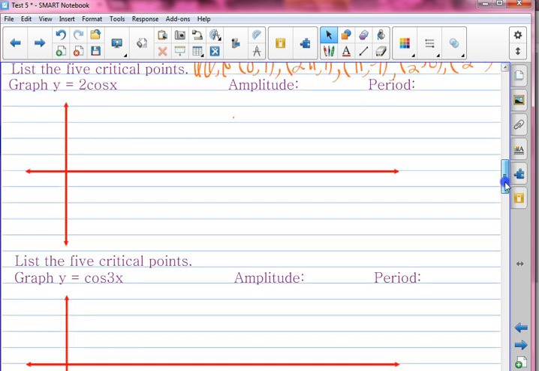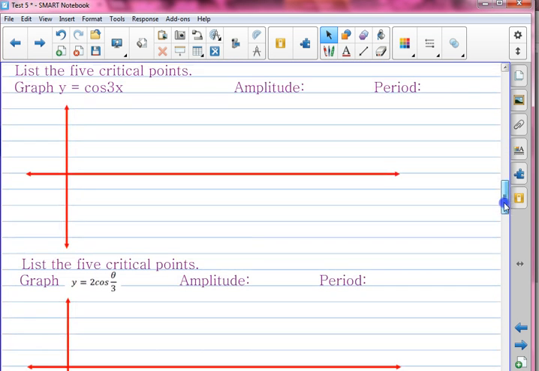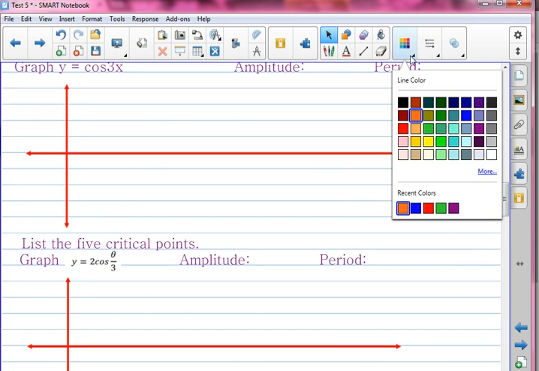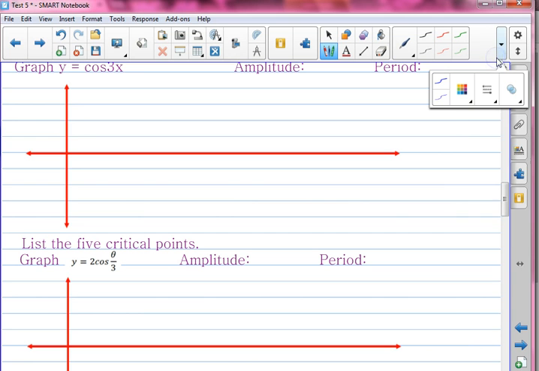All right. Graph y equals, I don't want to do that one. I want to do this one. List the 5 critical, I'm reading the wrong thing. I'm losing it. I'm tired of looking at that color.